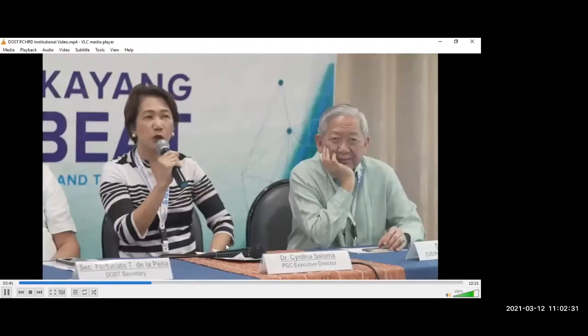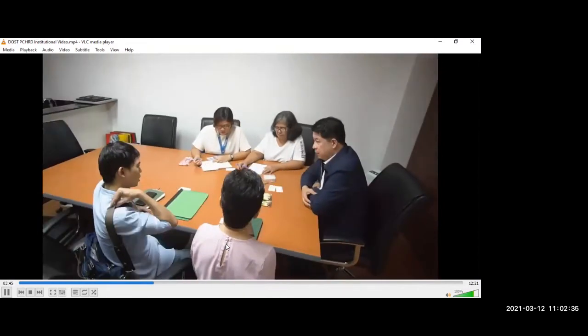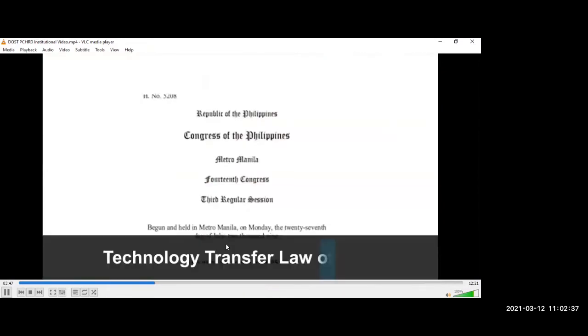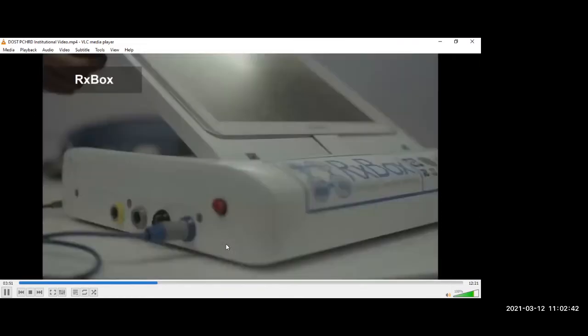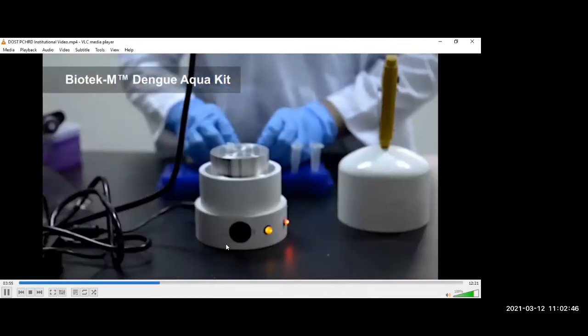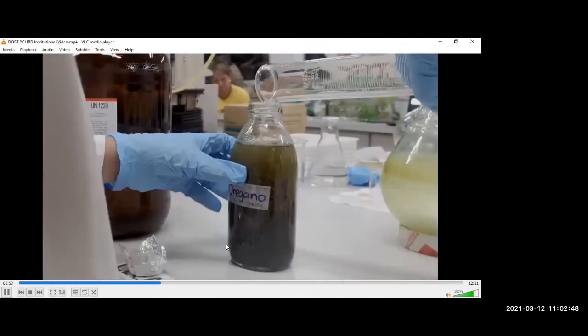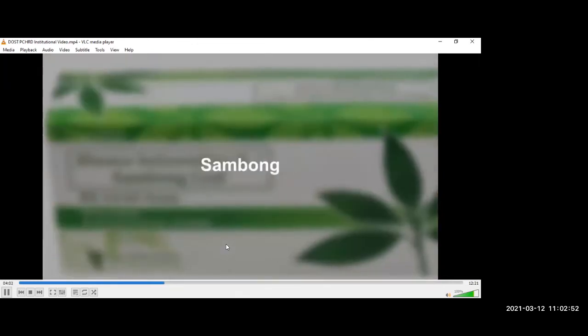Generated from the funded projects of the Council were important healthcare policies, products, and services. Even before the passage of the Technology Transfer Law of 2009, the Council already undertook technology commercialization, which seeded the growth of medicinal plant products in the country. Lagundi for cough and Sambong's treatment for kidney stones are now household names.